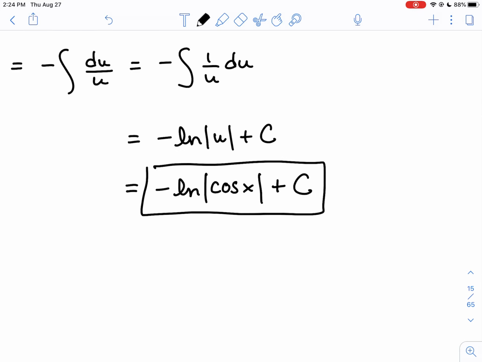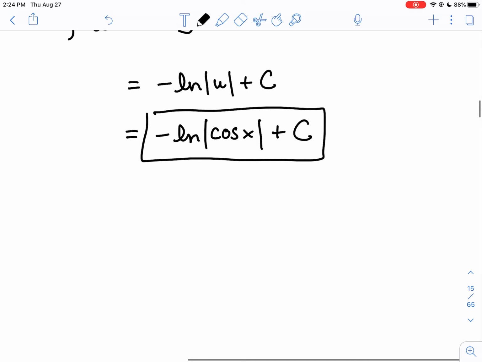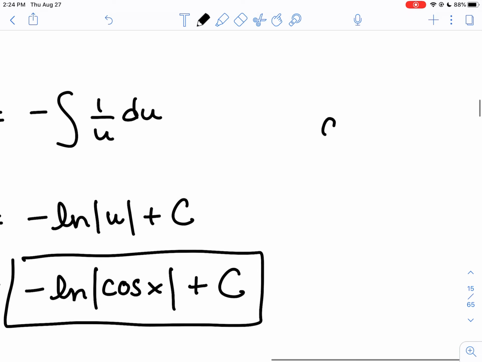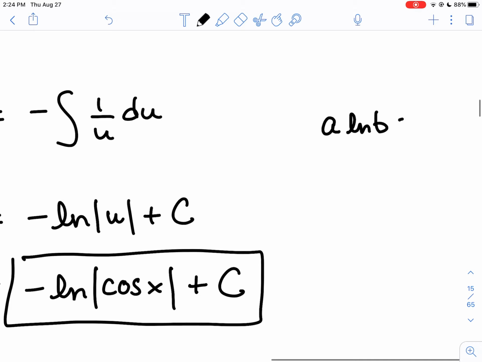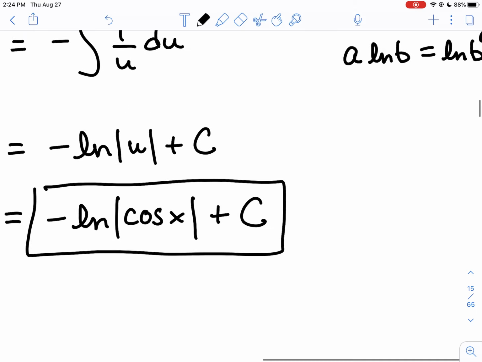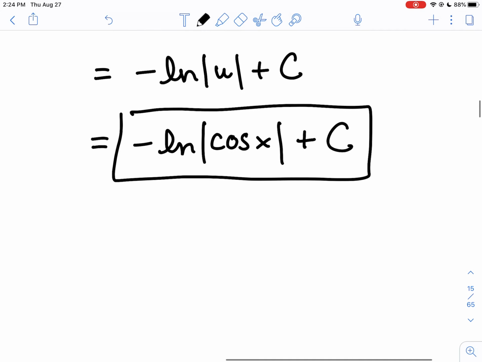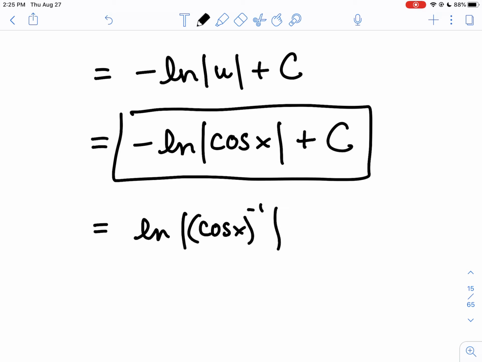And we're going to express it a slightly different way. If you recall a property of logarithms that says the following, if we have something like a number times a natural log, or any log for that matter, of b, that we can use a property of logarithms that brings that a up as an exponent on the b. I'm going to do that property by treating this negative 1 as a coefficient and bring it up. So it reads natural log of the cosine of x, and that's being raised to the minus 1 power.